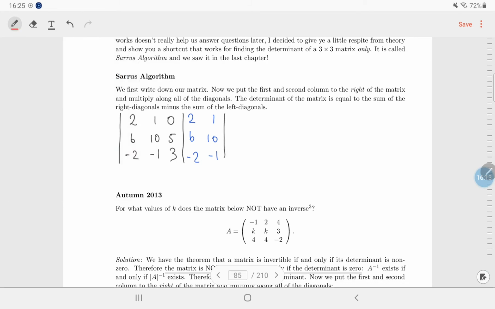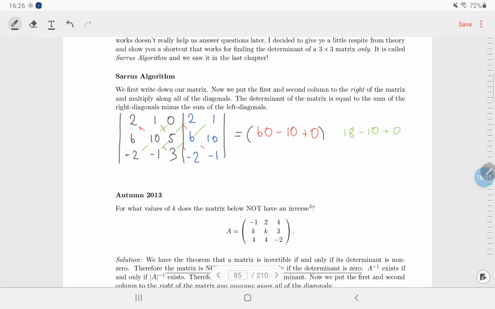We'll do the right down diagonals: 2 by 10 by 3, 1 by 5 by minus 2, 0 by 6 by minus 1. The 2 by 10 is 20 by 3 is 60. 1 by 5 is 5 by minus 2 is minus 10. The last one is 0. Now we take away the left down diagonals: 1 by 6 by 3, 2 by 5 by minus 1, 0 by 10 by minus 10. The first one, 1 by 6 by 3, is 18. Next, 5 by 2 is 10 by minus 1 is minus 10. The last one, 0 by anything, is 0.